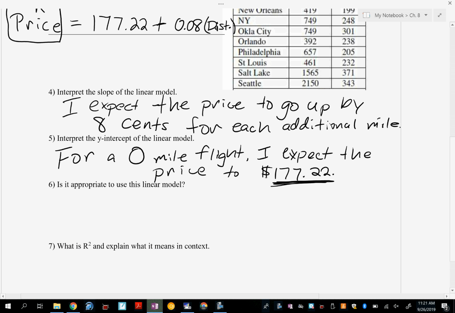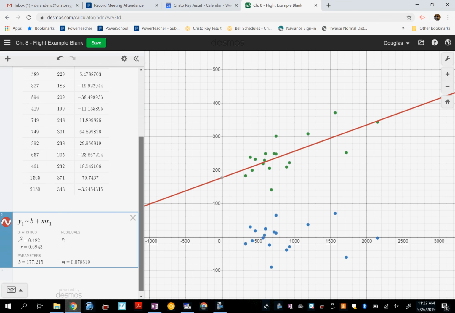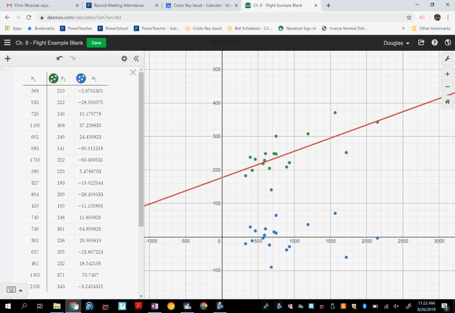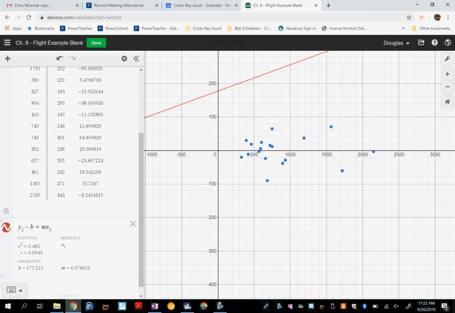Number 6. Is it appropriate to use this model? You have to go back to your scatter plot, click on where it says residuals plot. You're going to click it, and if you're having a little trouble being confused by the fact that there's 2 scatter plots going on, you can always scroll up and click off your original Y. And that way you have just the scatter plot for the residuals. And when you look at that residuals plot, I'm hoping that everyone notices this is an example of no pattern. This is a cloud of dots.